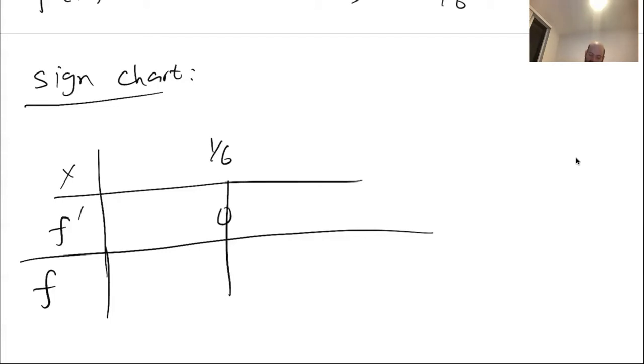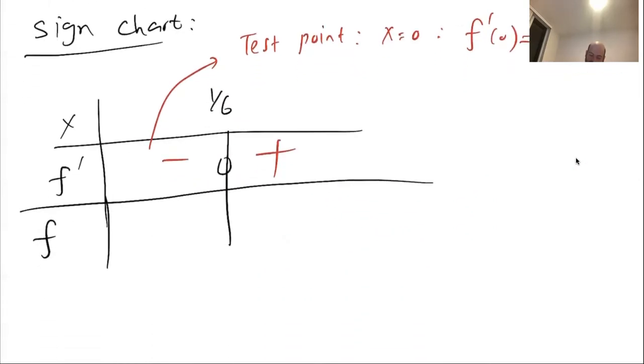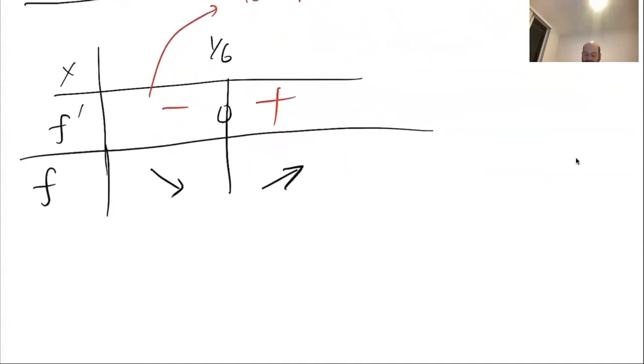Before 1 over 6, we can use a test point. For example, x equals 0 is less than 1 over 6, right? So we can use it as a test point. Then f prime of 0 will be 6 times 0 minus 1, which is less than 0. So negative here, positive here. And then f is decreasing here and increasing here. And then 1/6 will be called a local minimum. So we also defined basically local extremum.